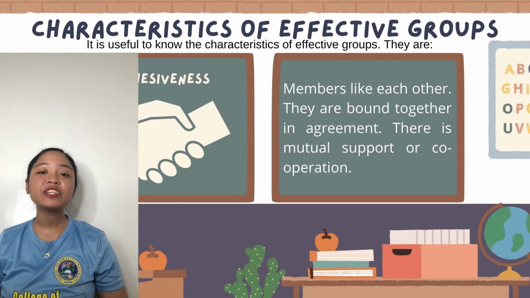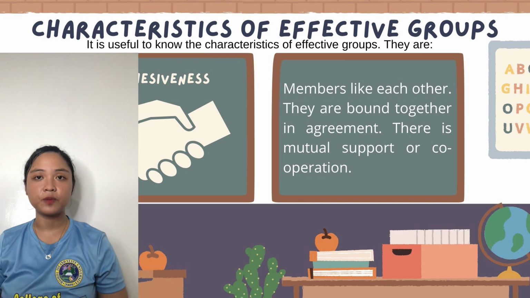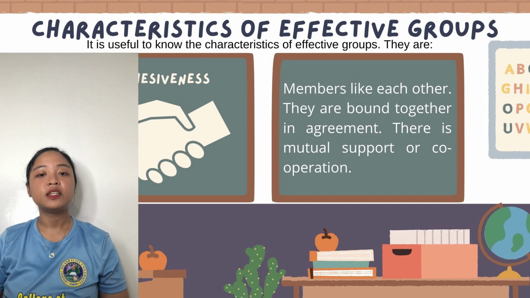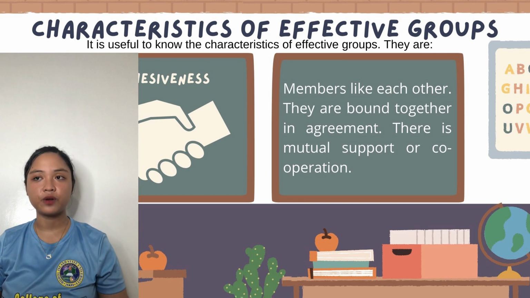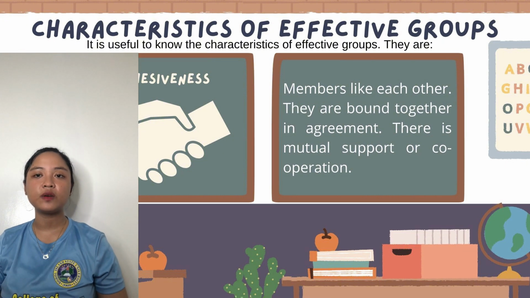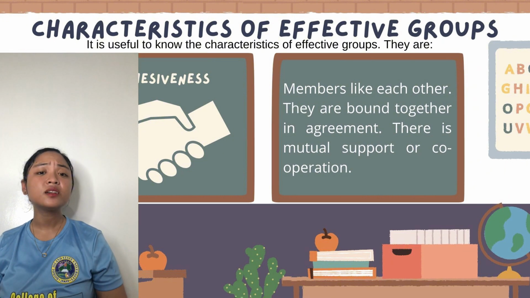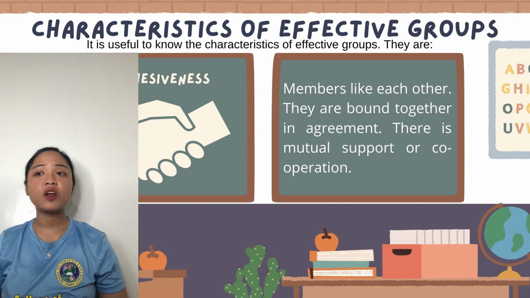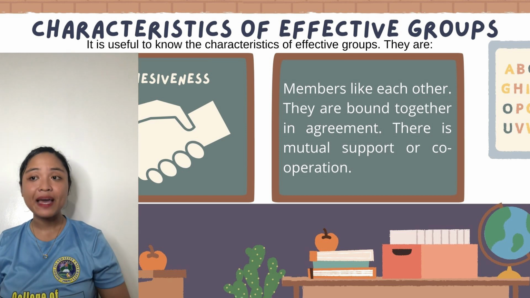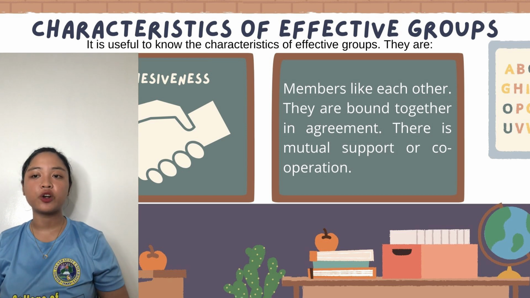So, there are characteristics of effective groups. It's useful to know the characteristics of effective groups. First is cohesiveness. Members like each other. They are bound together in agreement. There is mutual support or cooperation.